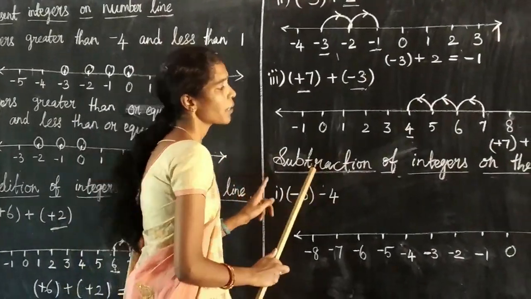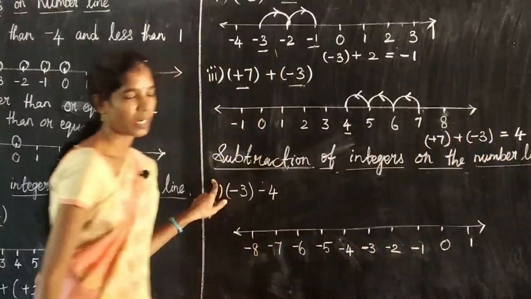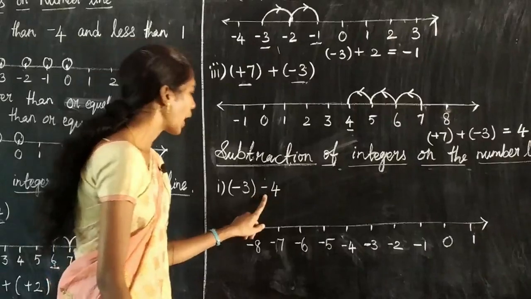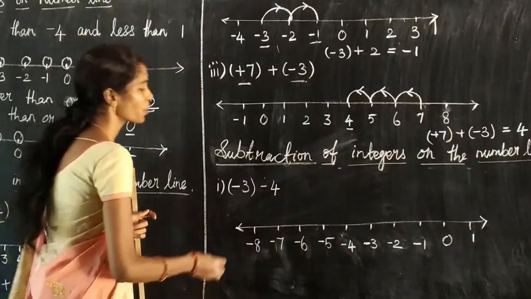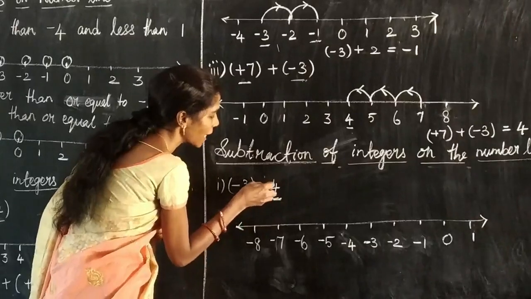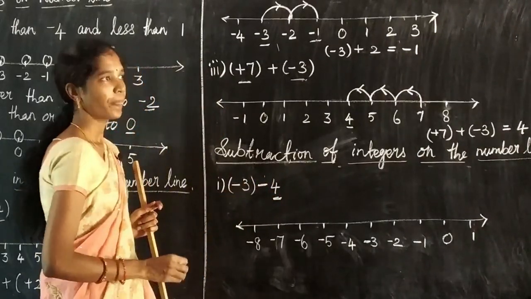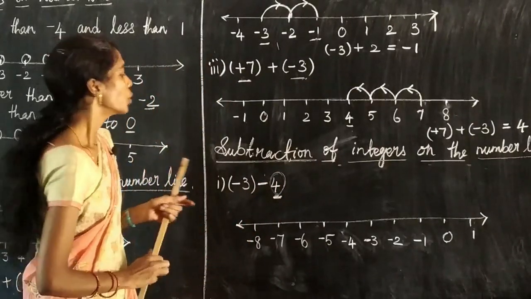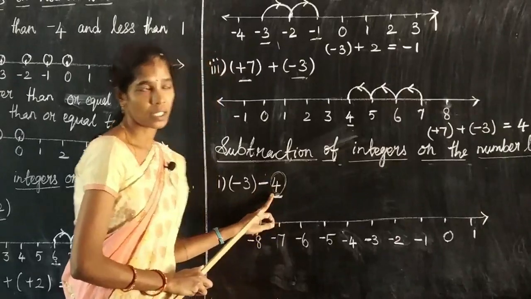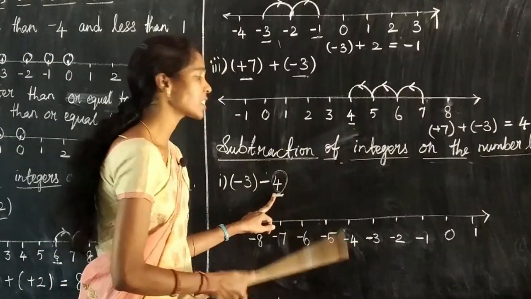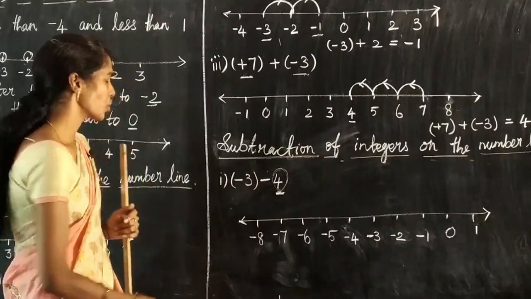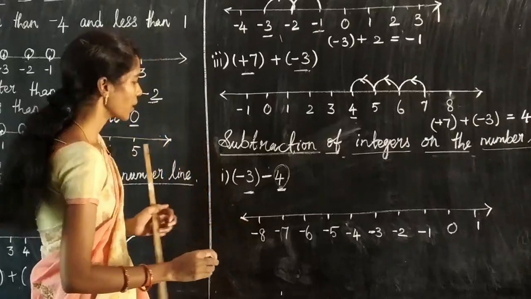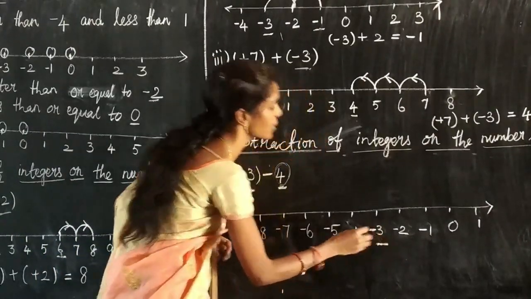Okay. Next, subtraction of integers on the number line. So this is a subtraction on the number line. Minus 3 minus 4. So we are subtracting the positive integer. This minus is for subtraction. And we are subtracting a positive integer. So to subtract a positive integer we have to move to the left side of the given number. So we have to start at minus 3. Whatever the first number given, we have to start from that number.